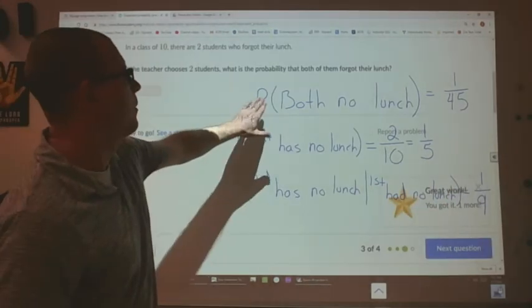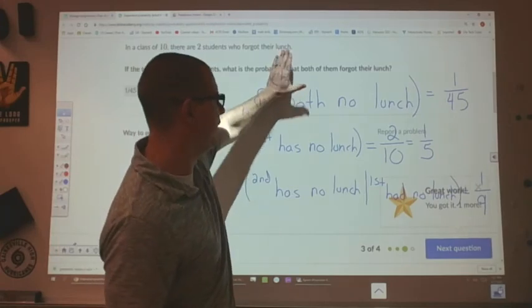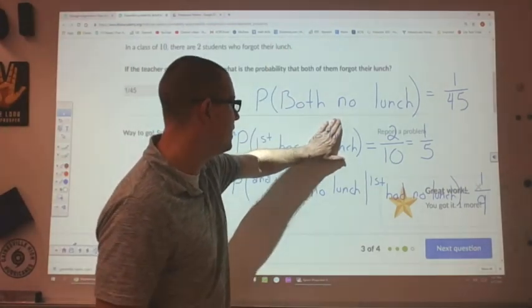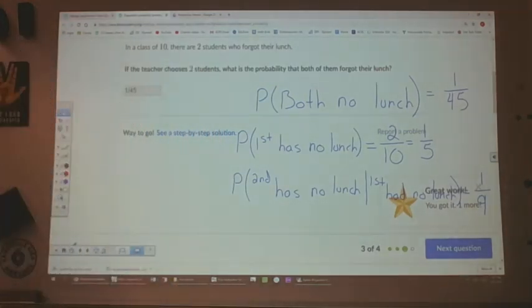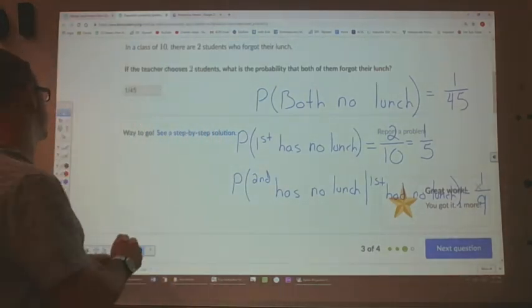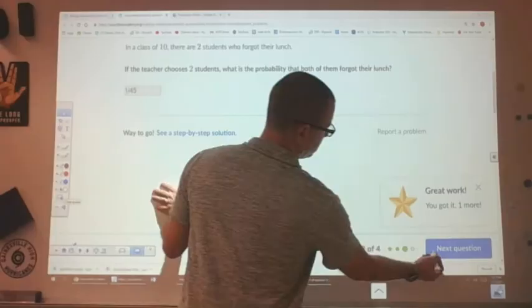Because it is a dependent event, I found the probability that the first student had no lunch, and then the probability that occurred with the second student as well, given that I had already chosen that first student with no lunch.